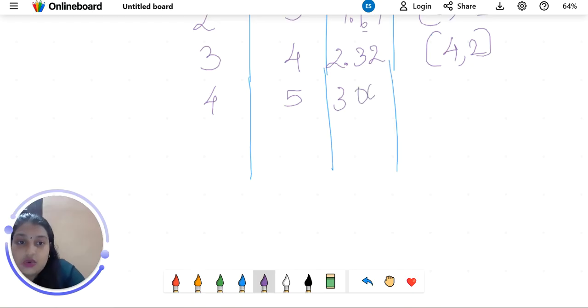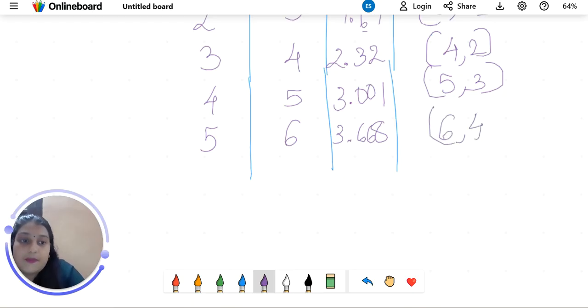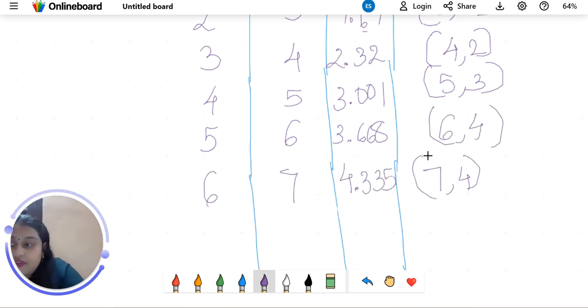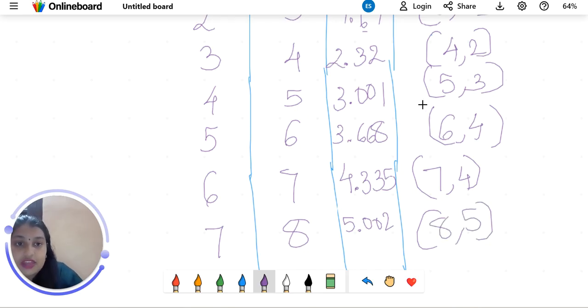For point 4, similarly we increment x by 1 and get y as 3.001. So that is 5 comma 3 as the pixel position. Now for point 5, we get 6 as the x value, then y is 3.668. So that is 6 comma 4. Now we have reached the 7th position where 8 is x's value, and when we calculate, we get 5.002 as y's value, and when we round off, we get 8 comma 5.